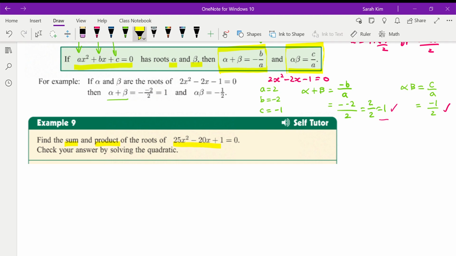So I don't have to find my roots first. They want you to check your answer by solving the quadratic, so that's the second step. The first step is to just write the formulas that we have learnt today.